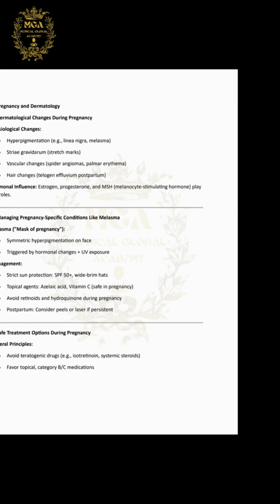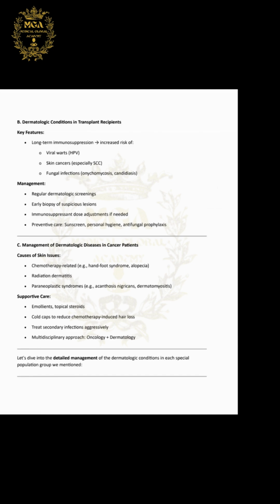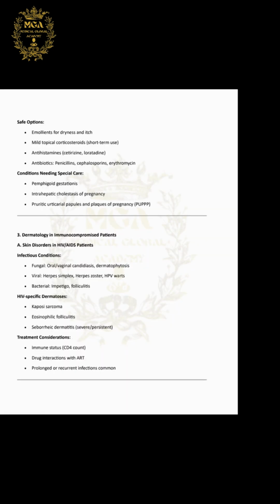Now, the next slide comprises safe options. What are the safe options to use? First safe option is emollient for dryness and itchiness of the skin. For emollient, you can use shea butter, you can use olive oil, extra virgin olive oil, and also some topical emollients available in the market. And topical corticosteroid for a short time, I have told earlier. Antihistamine, if needed, you can use cetirizine, loratadine, and also fexofenadine can be used in pregnancy. It is a category B drug.